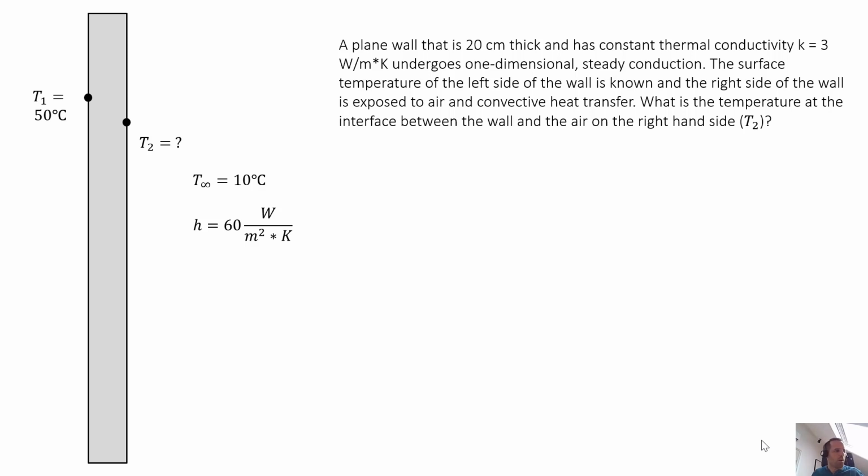Hi, in this example problem we are going to do an energy balance where we'll be equating the heat transfer rate by convection to that of conduction and using that to solve for an intermediate temperature. Let me just go ahead and read the problem statement.